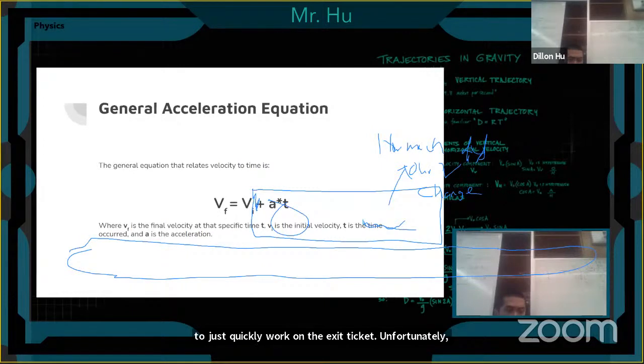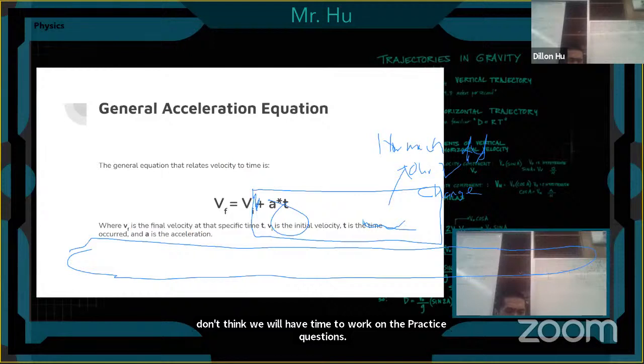So once you finish writing this down, I want you to just quickly work on the exit ticket. Unfortunately, I don't think we will have time to work on the practice questions. So I would say try doing it on your own, if you can, before you submit it. But definitely before you leave today, try to work on the exit ticket.